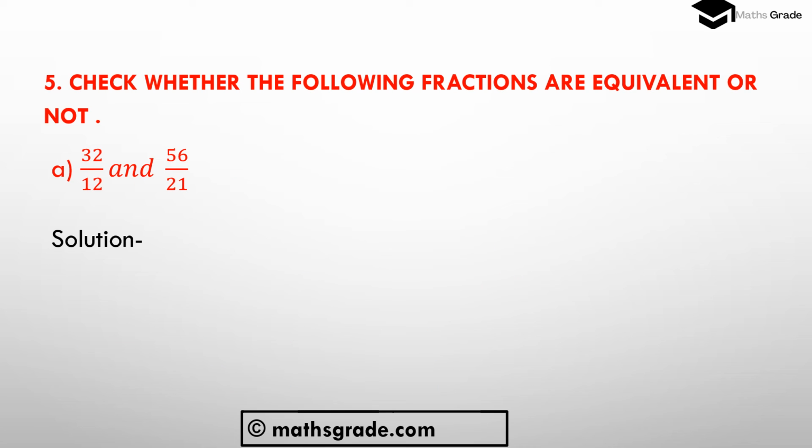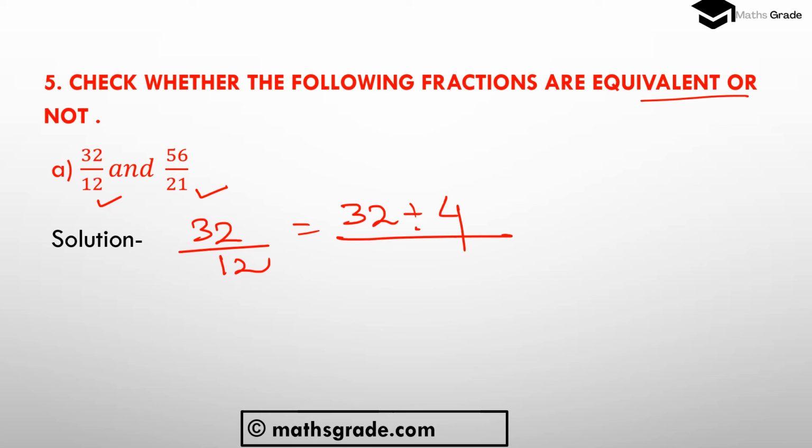Now question number 5, check whether the following fractions are equivalent or not. First bit is 32 divided by 12 and 56 divided by 21. 32 divided by 12. Here the numerator is 32 and the denominator is 12. Here the common factor is 4. If we divide 32 and 12 with 4, 4 8s are 32 and 4 3s are 12. 8 divided by 3 is the equivalent fraction of 32 divided by 12.